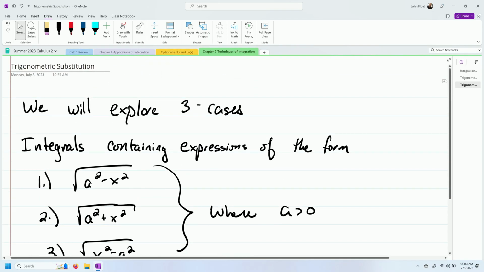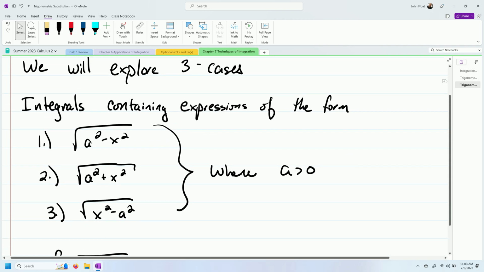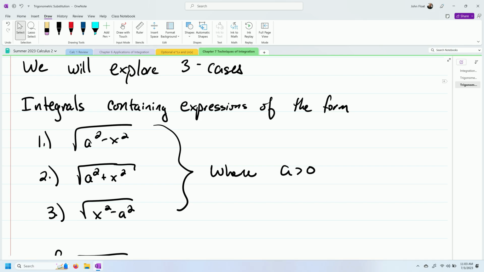All right, in this video, we're going to be going over trigonometric substitution, but we're going to be looking at three special cases. And within these cases, we're going to have integrals that contain expressions of the form the square root of a squared minus x squared, the square root of a squared plus x squared, and finally the square root of x squared minus a squared.